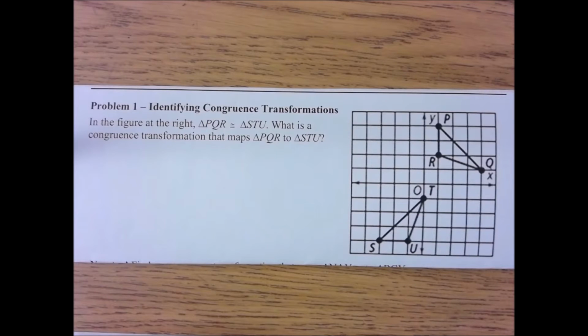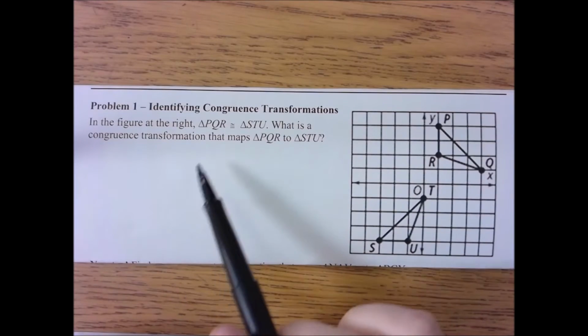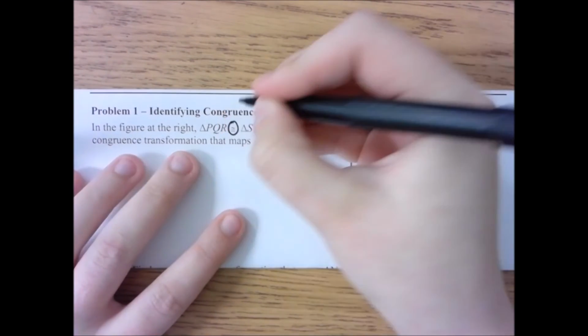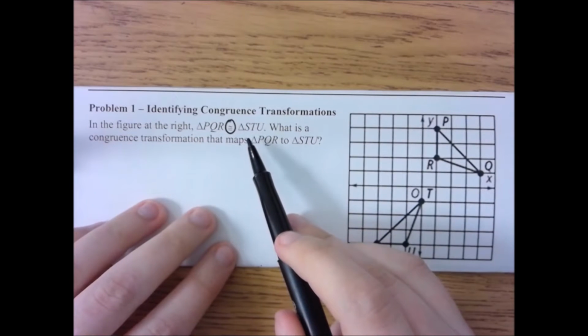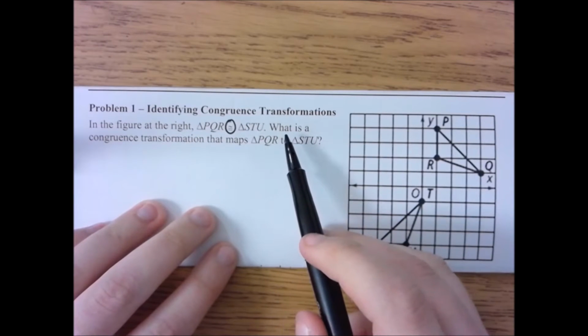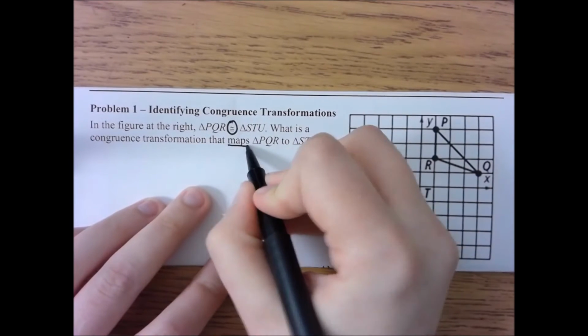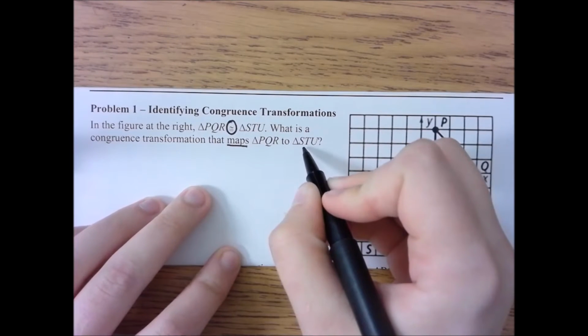So let's take a look at problem 1, identifying congruence transformations. In the figure at the right, triangle PQR is congruent, that symbol means congruent, to triangle STU. What is a congruence transformation that maps triangle PQR to triangle STU?